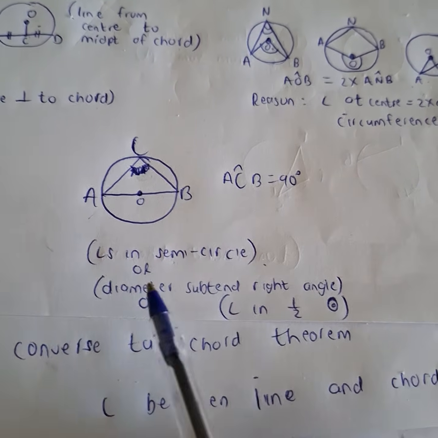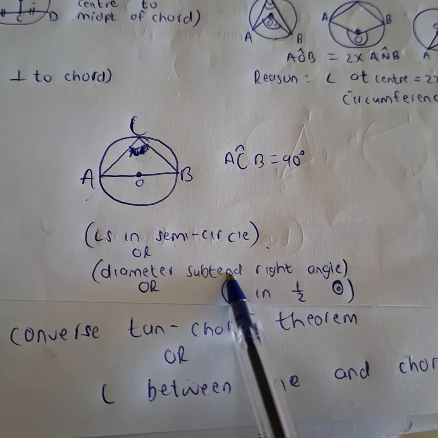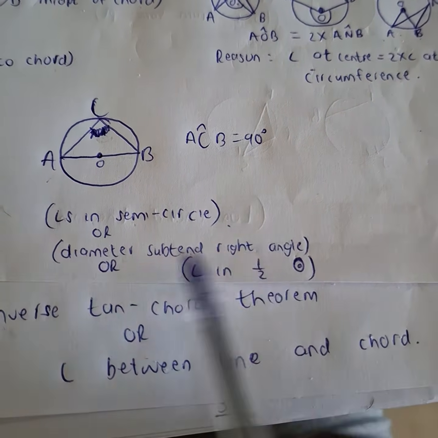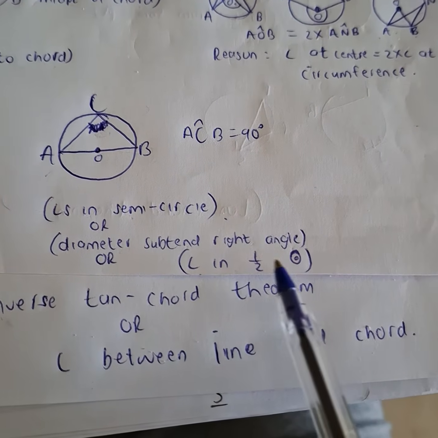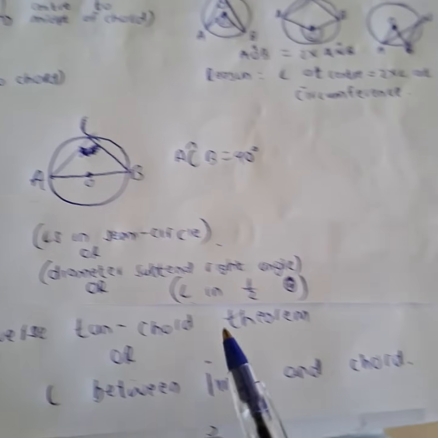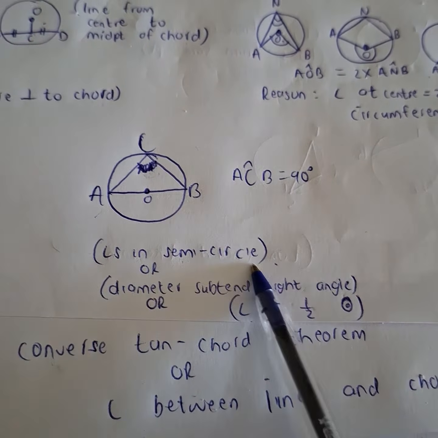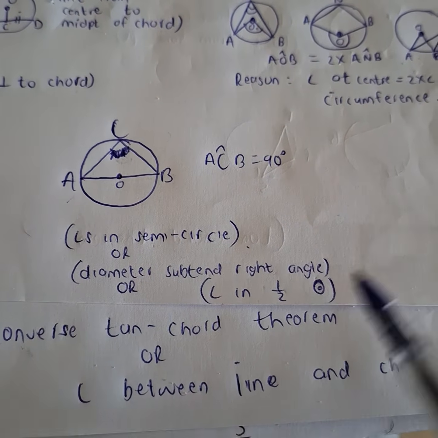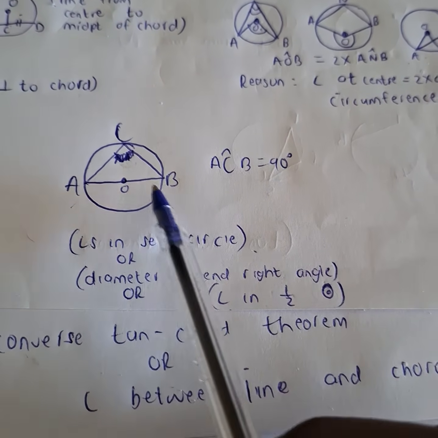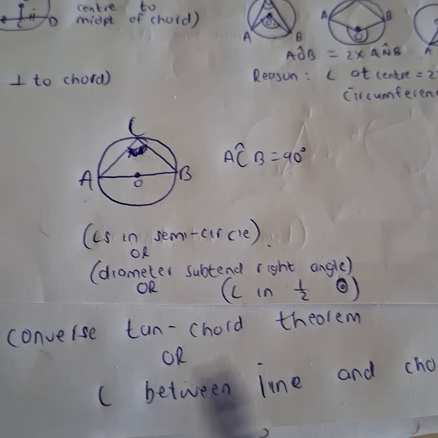Angles in semicircle. Or we can say diameter subtend right angle. Very important. Diameter subtend right angle. Or we could say angle in half-circle, where we write the circle with a dot inside. So any of these 3 reasons are acceptable. According to the acceptable reason document, you can use them to state that the angle ACB is equal to 90 degrees. Hope we are together.